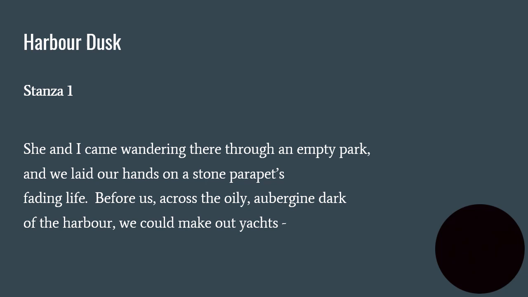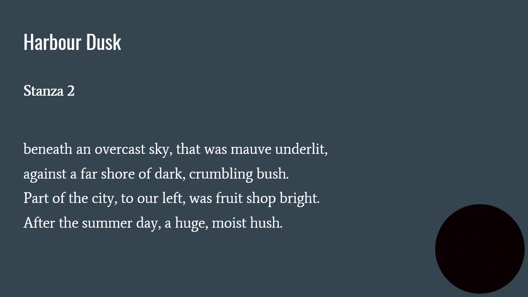And as we move on to stanza 2, we can make out yachts beneath an overcast sky that was mauve underlit against a far shore of dark crumbling bush. So the overcast and underlit and dark crumbling focus on this sense of darkness within the scene and the possible mood of the scene. The adjective crumbling may allude to the vulnerability of the natural environment. Part of the city to our left, again, the periphery. We've met this before.